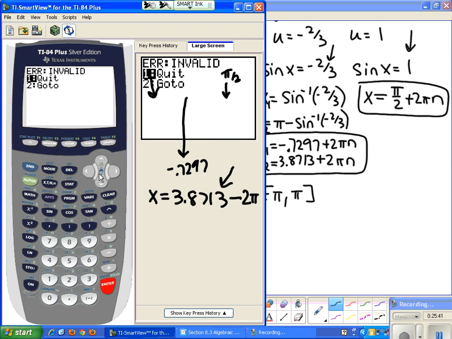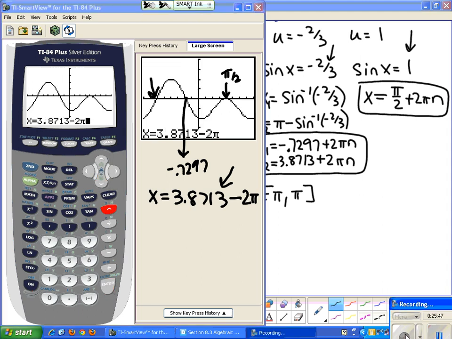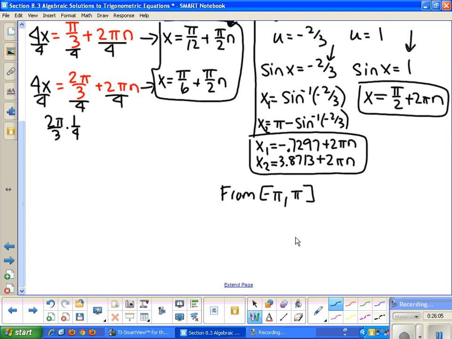And notice when I did something wrong. Okay, so for some reason it wouldn't let me do the sine inverse, but if I plug in the actual 3.8713 and subtract 2 pi, notice that that gives me this answer, which is coterminal with this answer here. So this one is on the interval from negative pi to pi, so this is what I would use for my solutions instead of 3.8713.